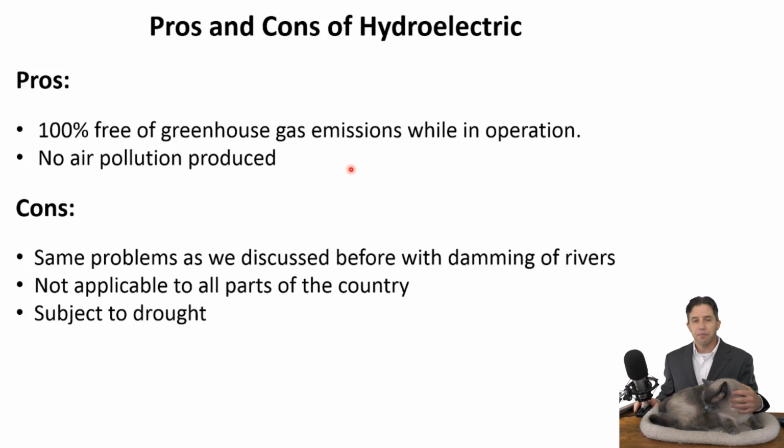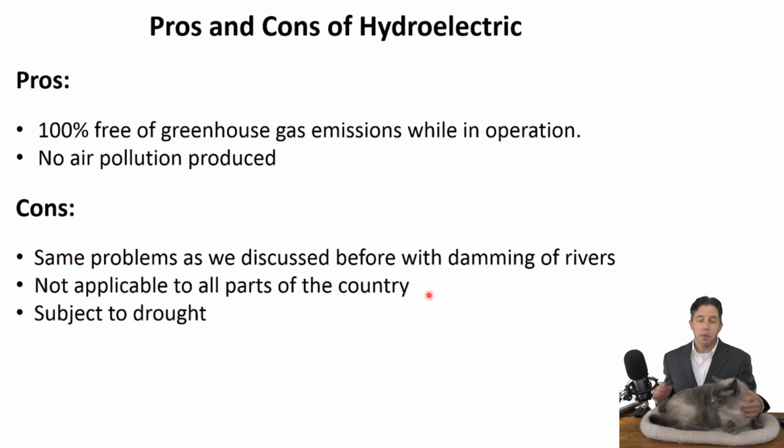So pros and cons. Making electricity with hydroelectric dams is great in terms of greenhouse gases because they just don't generate any. They're just spinning around, generating electricity 24 hours a day, burning no fossil fuels, no air pollution is being produced. The cons, back when we had our lecture about the problem with dams and how that changes the water temperature and the water pH and all that stuff, that still applies, right? Blocks fish migrations, all those things, all that still applies. So what we talked about before applies here as well.